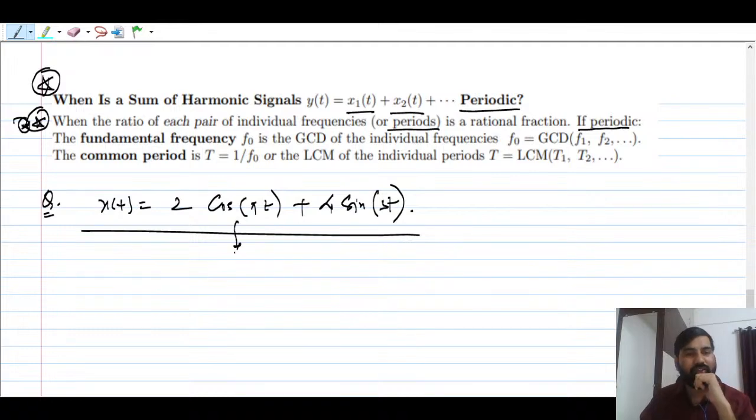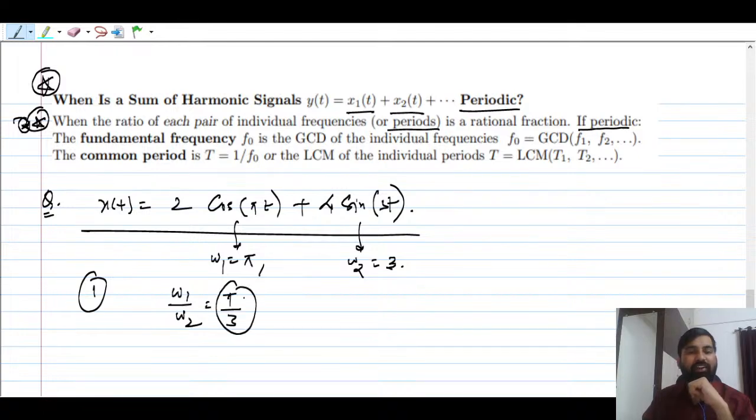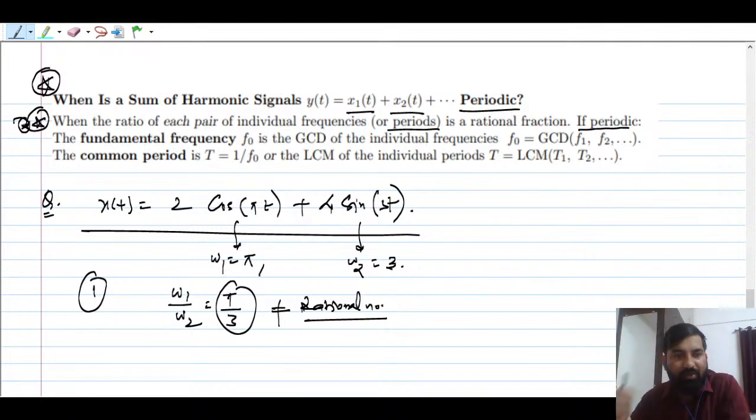So what we can do here is, what is omega 1 from here? That is pi. What is omega 2 from here? That is 3. So if you take the ratio of omega 1 upon omega 2, it comes out to be pi by 3, and pi by 3 is not a rational number, right? Not a rational number. Why? Because pi is an irrational number, that everybody knows.